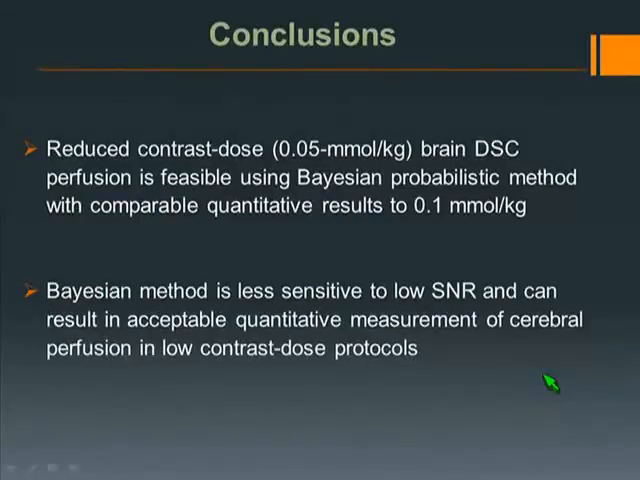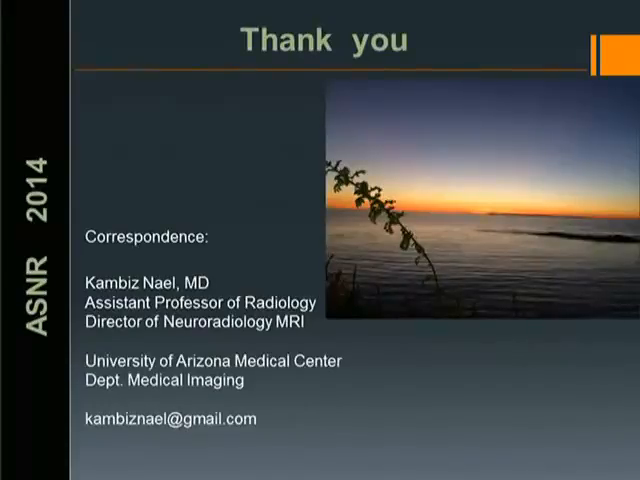So in conclusion, reduced contrast dose brain DSC perfusion is feasible using the Bayesian probabilistic method with quantitative results comparable to full dose perfusion. The Bayesian method is less sensitive to low SNR and can result in acceptable quantitative measurements of cerebral perfusion if you decide to use a low dose contrast protocol. And with that, I thank you for your attention.